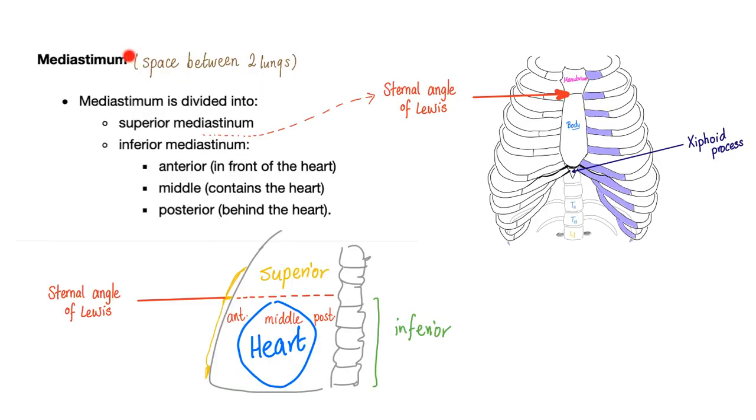Let's talk about the mediastinum. What's the mediastinum? It's the space between the two lungs, and it's divided into superior mediastinum and inferior mediastinum. What divides the superior from the inferior? A line that passes through the sternal angle of Louis, this one. And it's very important in physical exam.